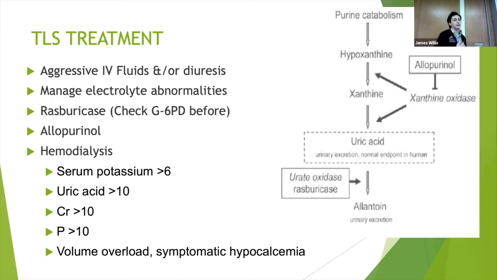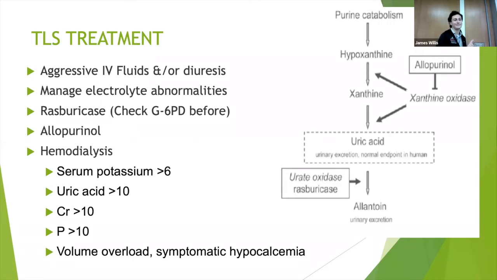potassium and otherwise. You can try rasburicase, which helps with the urate oxidase to metabolize uric acid into allantoin, but make sure the patient doesn't have G6PD deficiency, because hydrogen peroxide is also created in that process. And so people with G6PD deficiency won't be able to deal with that. Hemodialysis is indicated in these circumstances. So potassium more than 6, uric acid more than 10, a creatinine more than 10, which is what our patient had, phosphorus of greater than 10, and volume overload, or symptomatic hypocalcemia, which also the patient had.